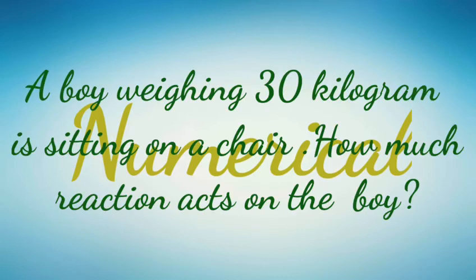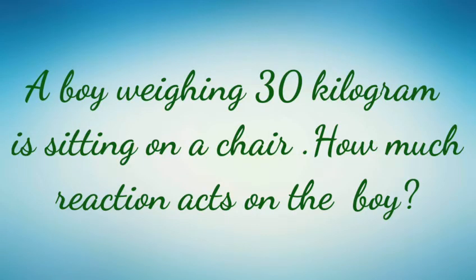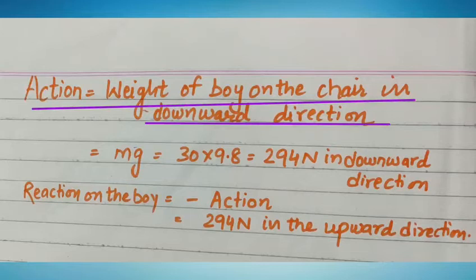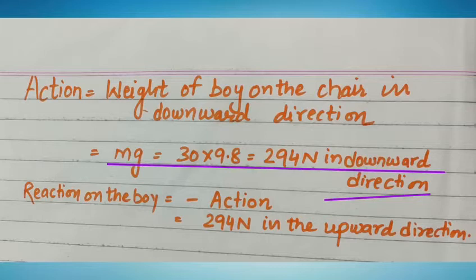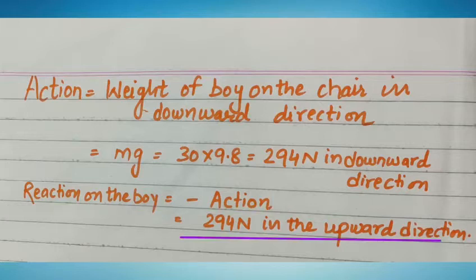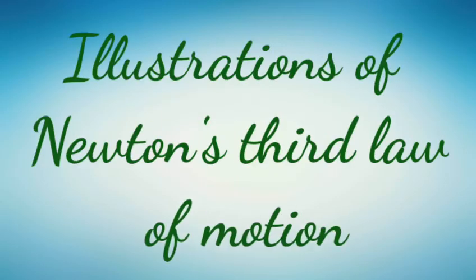Let's have a look at a numerical. A boy weighing 30 kg is sitting on a chair. How much reaction acts on the boy? Students, as we know, action is equal to the weight of the body on the chair in the downward direction, that is equal to mg, that is 30 into 9.8, which is equal to 294 Newton in the downward direction. And we know that the reaction on the boy is equal to minus action, that is 294 Newton in the upward direction. Now we will study some illustrations of Newton's third law of motion.